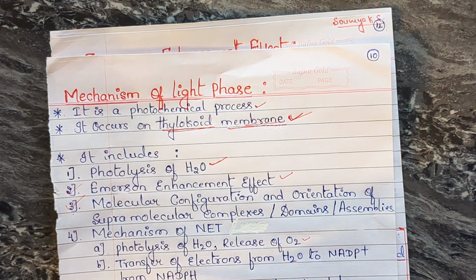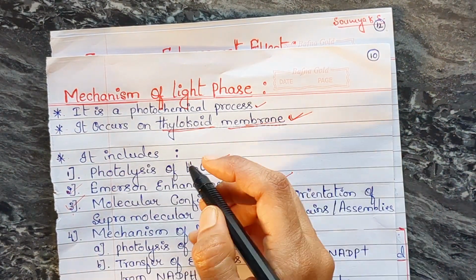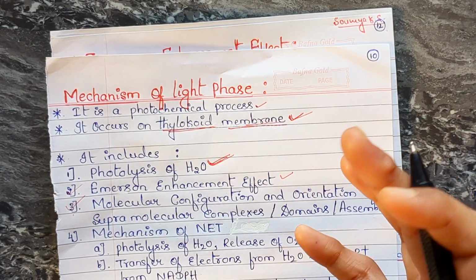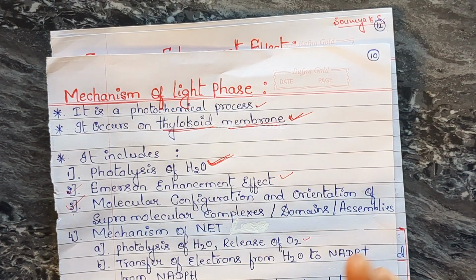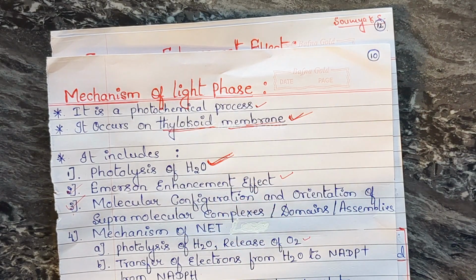In the previous video I also talked about the photolysis of water. Photo means light, lysis means breakdown of water. And we also studied the Hill's reaction. Robin Hill said that water is the source for the release of oxygen in photosynthesis. We have studied all these things in detail in the previous video.